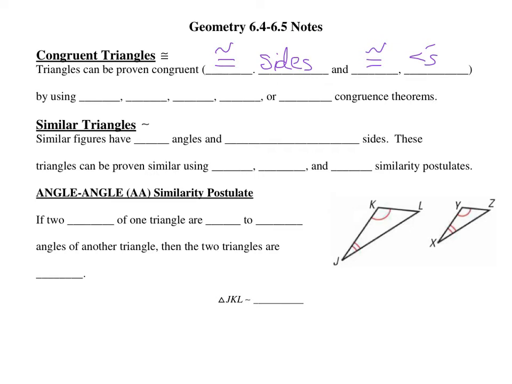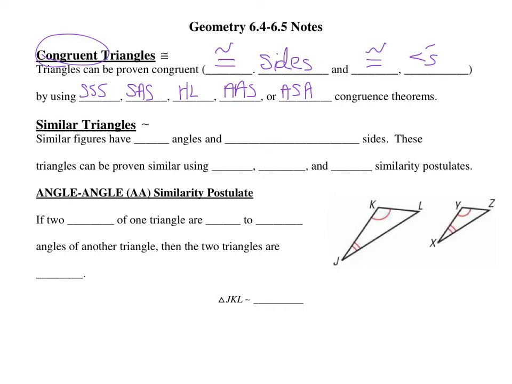And the different ways we can do that is by side, side, side. We then did SAS, side, angle, side, HL, or hypotenuse leg, angle, angle, side, and then angle, side, angle. So that's all for congruent triangles, not similar triangles. So next, we're going to use similar triangles.